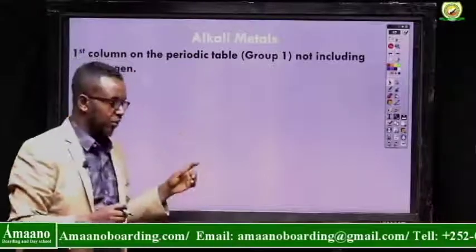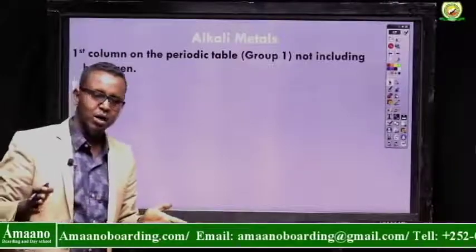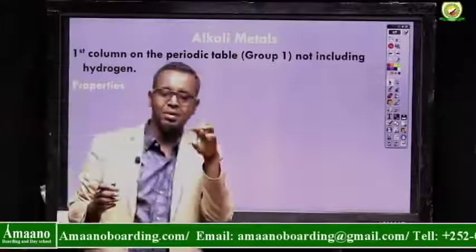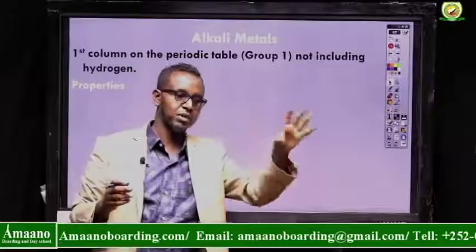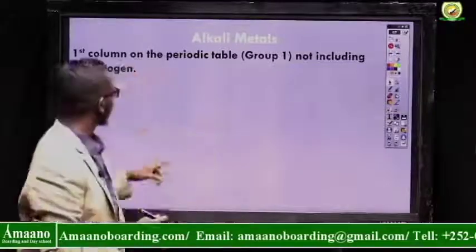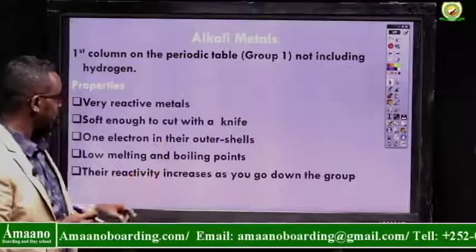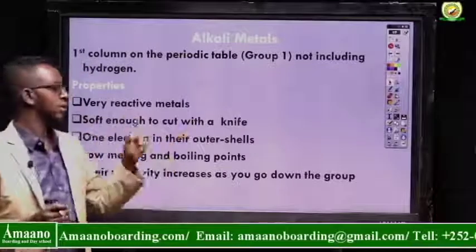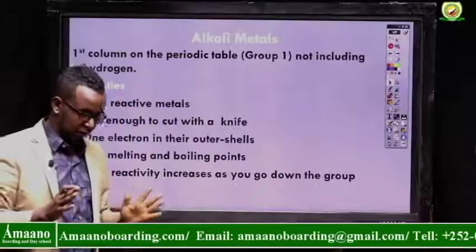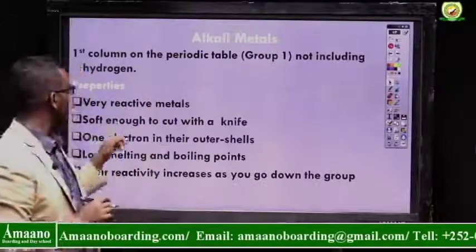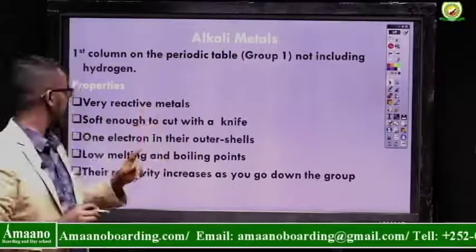You see this group, they have properties. We said what? All elements in the same group behave in a similar way, with both physical and chemical properties. So these are the properties of group 1. Number 1, they are very reactive metals. They are metals. Again, I can say they are very reactive metals.